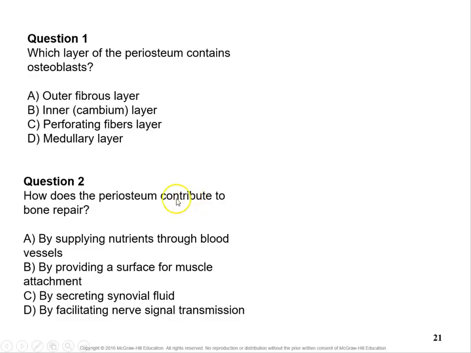How does the periosteum contribute to bone repair? A, by supplying nutrients through blood vessels, B, by providing a surface for muscle attachment, C, by secreting synovial fluid, or D, by facilitating nerve signal transmission. Well, bone repair, you need to be thinking A. It supplies nutrients through blood vessels that it anchors down. Bone repair, any kind of tissue repair, is going to require blood flow to bring in cells that repair and bring in nutrients and things like that.